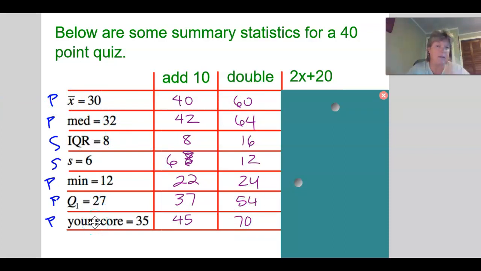And then for the last column, we're going to double everything and add 20. So here's a case where you want to think about order of operations. And the order of operations here follows what it does normally. So you'd multiply first and then add 20.